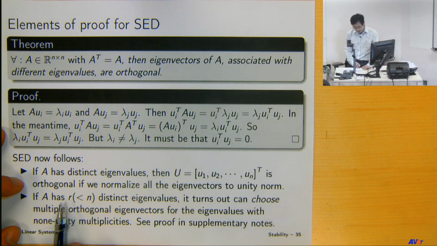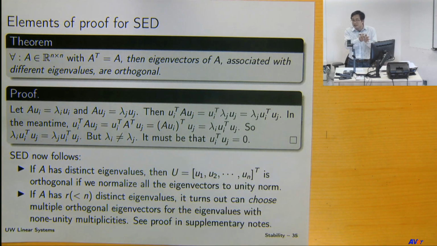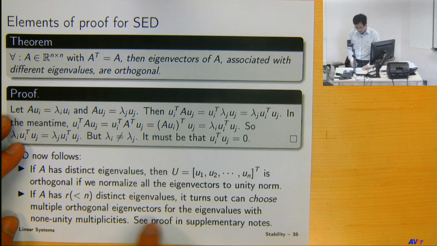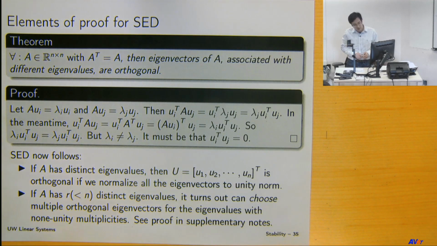On the other hand, if A doesn't have enough distinct eigenvalues, it turns out things are not going to go crazy. It turns out we can choose multiple orthogonal vectors from the eigenvalues, meaning that if you have, let's say, two eigenvalues, but your matrix is 3 by 3, for one of the eigenvalues you can always find two eigenvectors that are orthogonal to each other. That's a very important result in this proof. And the details to show that this can be guaranteed are provided in the textbook.